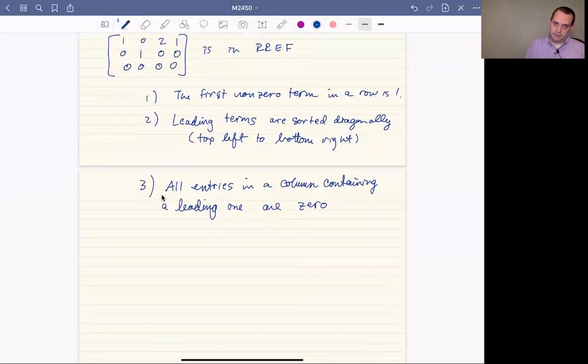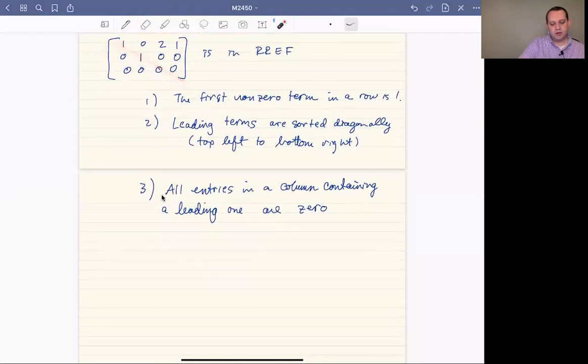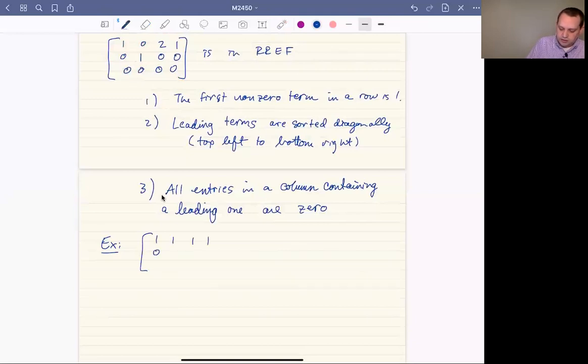So, for example, this matrix is in reduced row echelon form because the 1s go down and to the right, the first non-zero term in each row is a 1, and for the columns with the leading 1s, the other terms are 0. So that is reduced row echelon form. And let's just talk about some examples here. If I were to take 1, 1, 1, 1, 0, 0, 1, 0, and 0, 0, 0, 1.